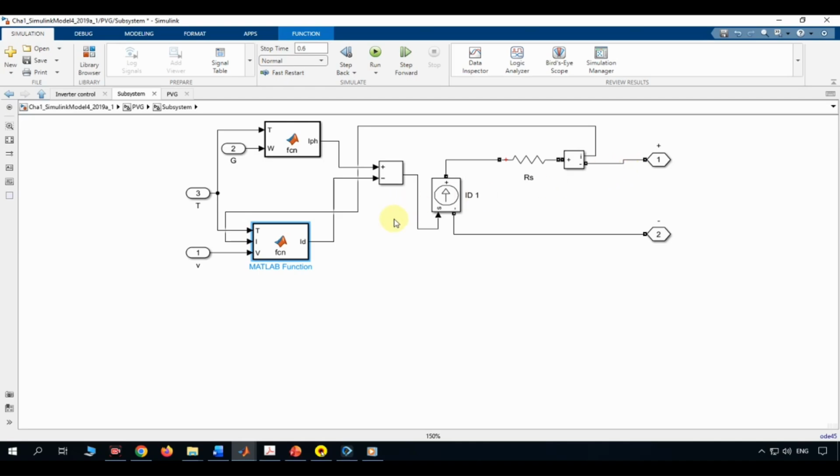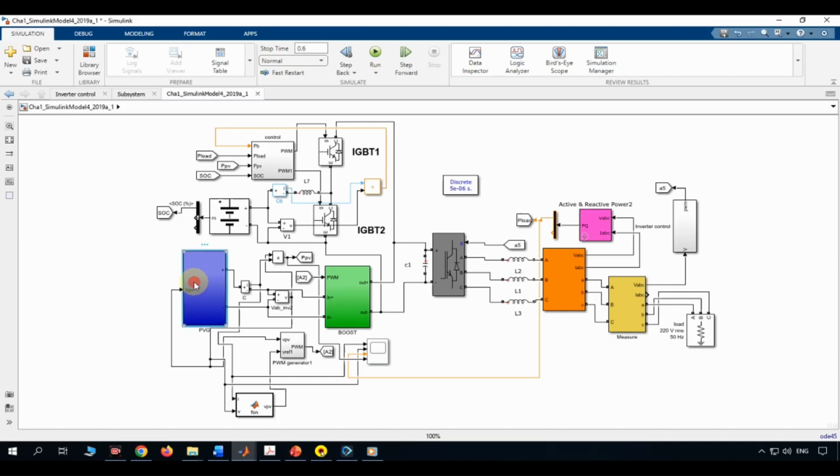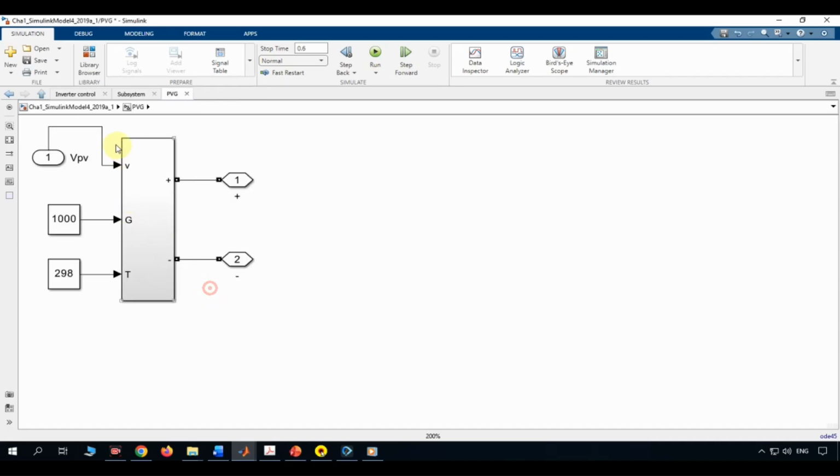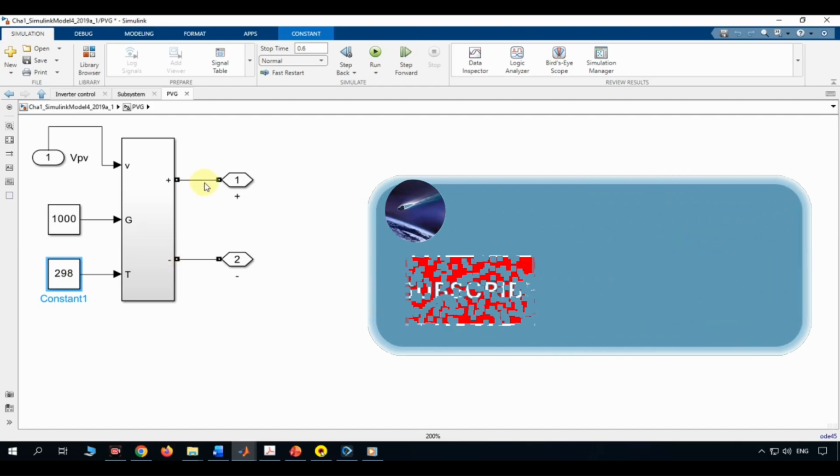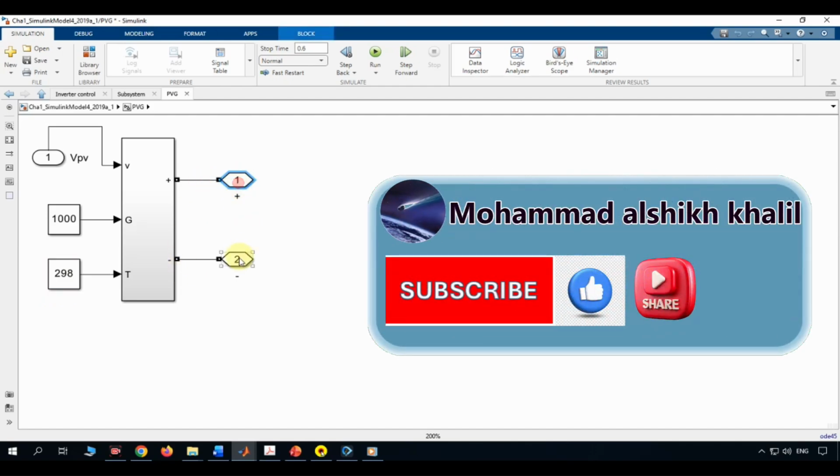Let's dive in. Outside, the PVG block takes 3 signals. VPV, the operating voltage across the panel, fed back from the circuit it's connected to. G, irradiance, set here to a constant 1000, which is standard test condition sunlight in watts per square meter. T, temperature, set to 298 Kelvin or 25 degrees Celsius, the standard reference temperature. And it outputs two physical terminals, plus and minus, that you'd wire up just like a real solar panel in your circuit.